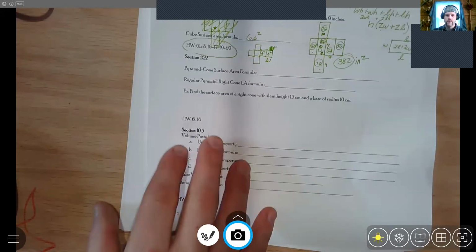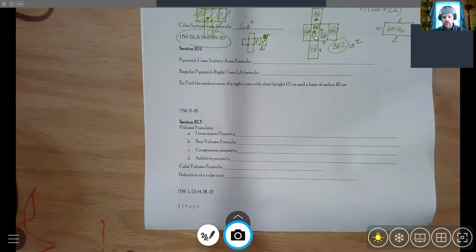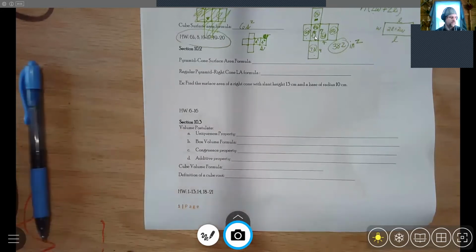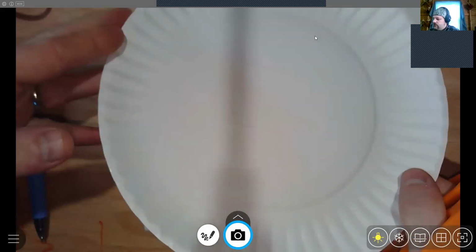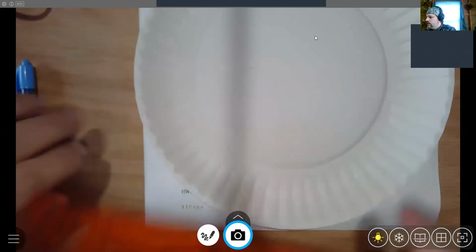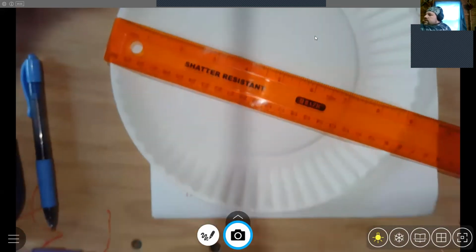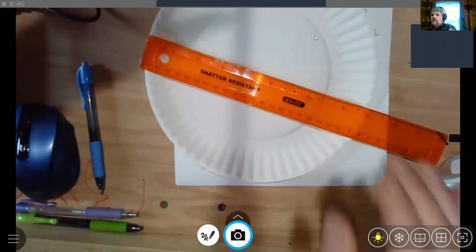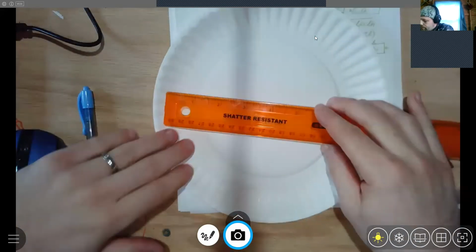All right, so pyramid and cone surface area formula, regular pyramid, right cone, lateral area formula, etc. So let's take a look at this. We're going to make a net of a cone actually. So I've got a paper plate here, and maybe I can zoom this out just a tad. Maybe that's a bit better.